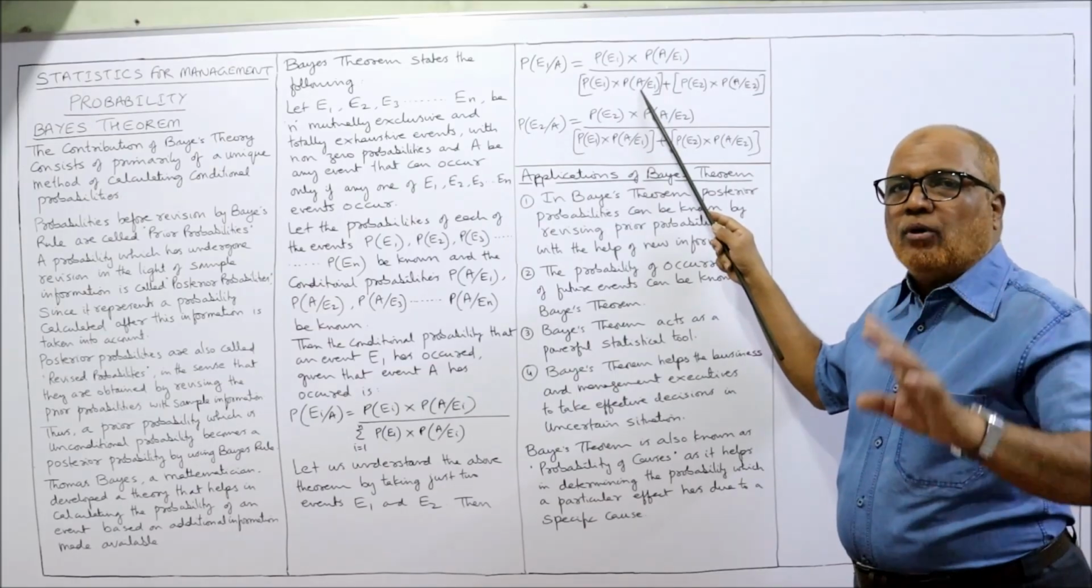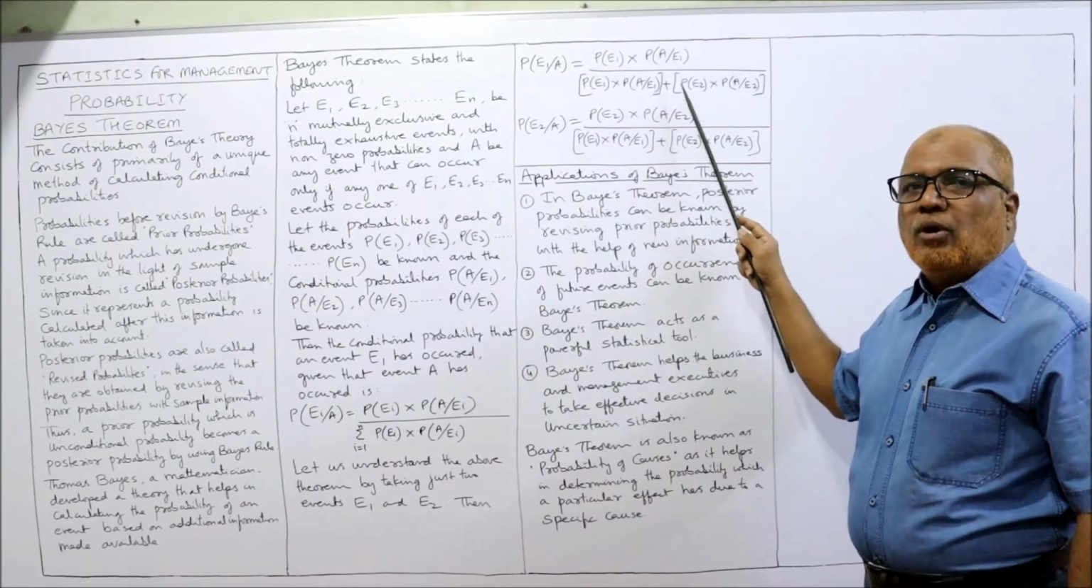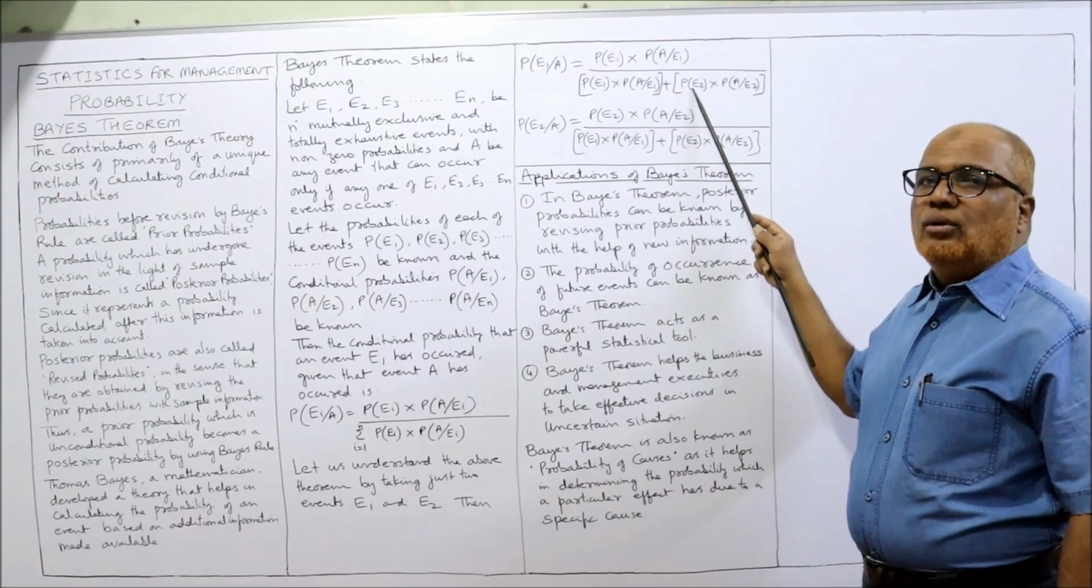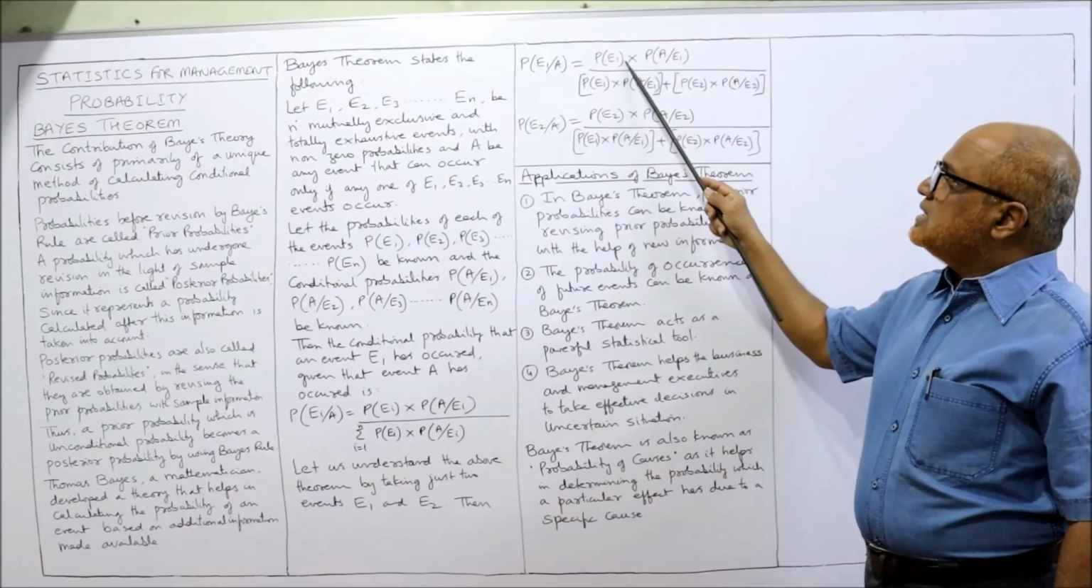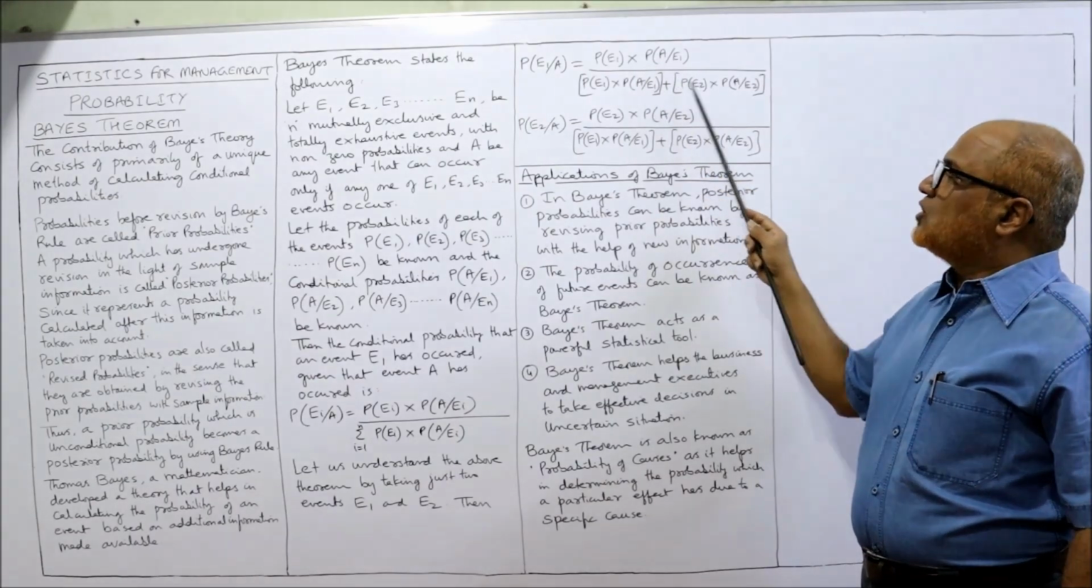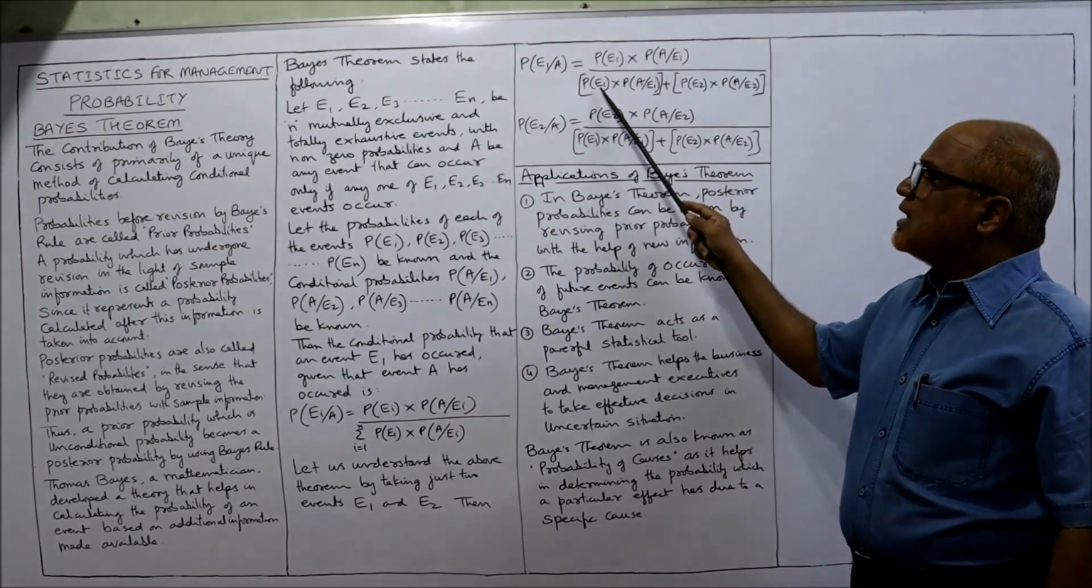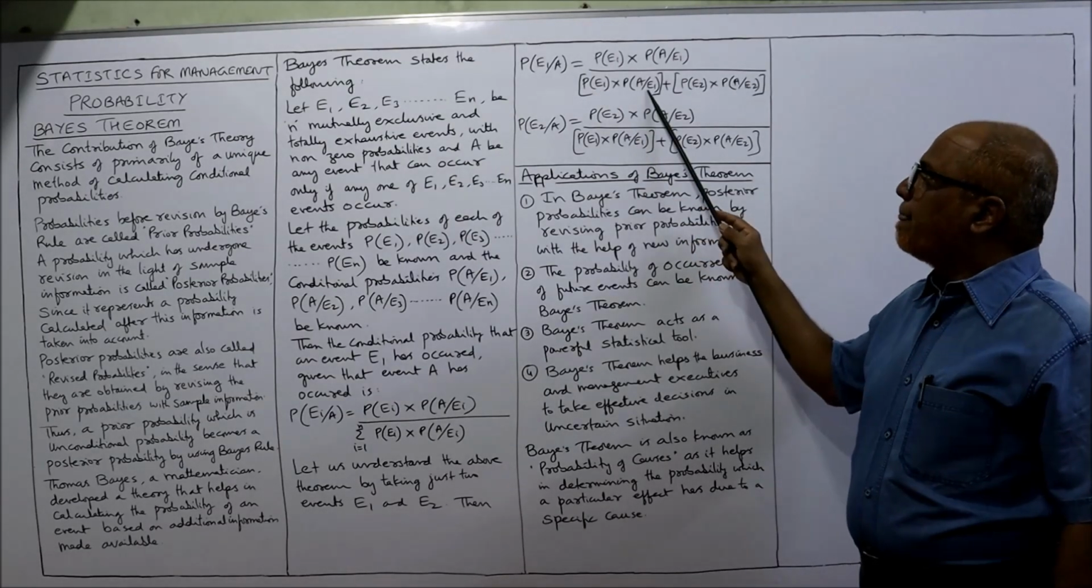This is the first joint probability, plus the second joint probability, P of E2 into P of A given E2. So this is the joint probability and this is the sum of the joint probabilities. Two joint probabilities are given.